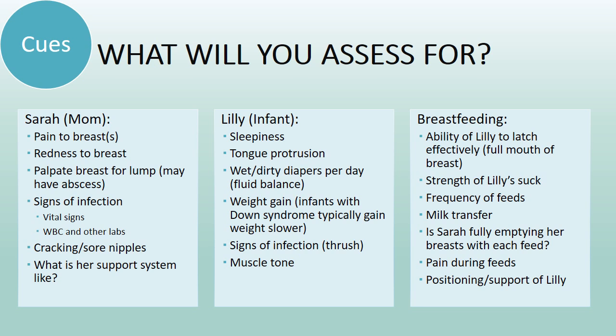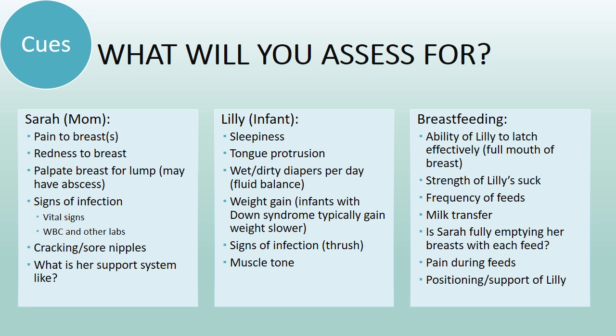What will you assess for? For Sarah, you want to determine if she is having breast pain. Is there a red, warm spot on her breast? If so, palpate the area to assess for an abscess. You want to look out for signs of infection, such as temperature, heart rate, and blood pressure, along with labs such as white blood cell count. Assessing her nipples for a portal of entry for bacteria is also important. It is a good idea to ask Sarah what kind of support she has at home as well.